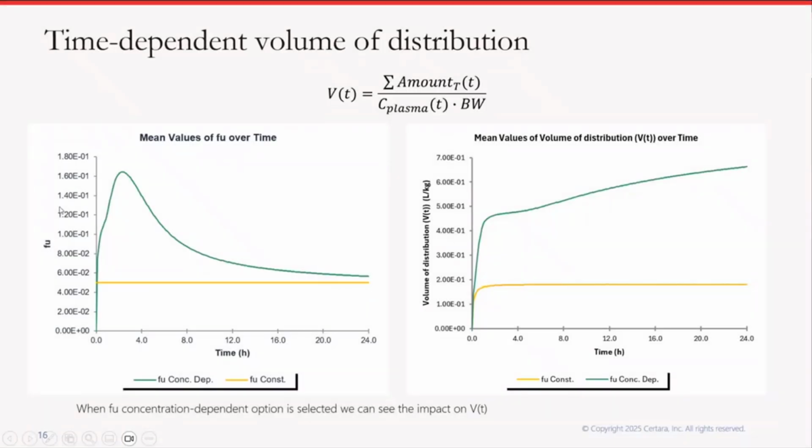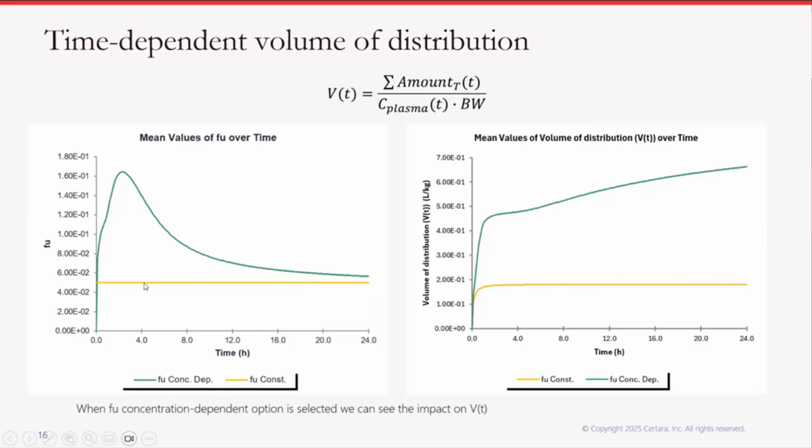A new output that's been made available in V24 is the time-dependent volume of distribution. This is just calculating the total amount in the tissues and dividing that by the plasma concentration at each time point, and also the body weight, so it gets into liters per kilogram. The figures there are just results of a simulation, or two simulations.